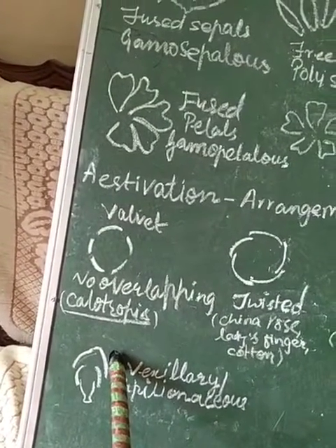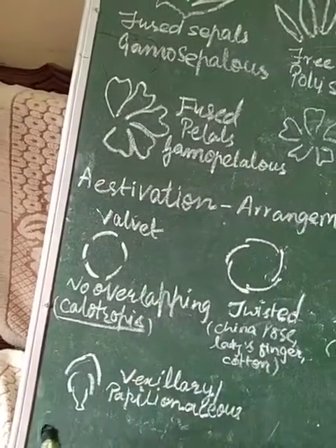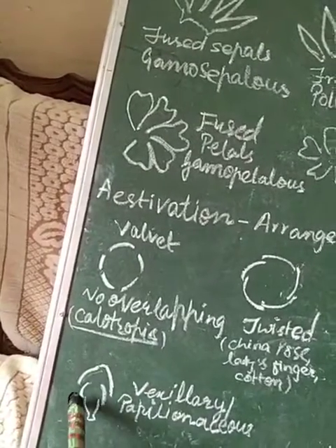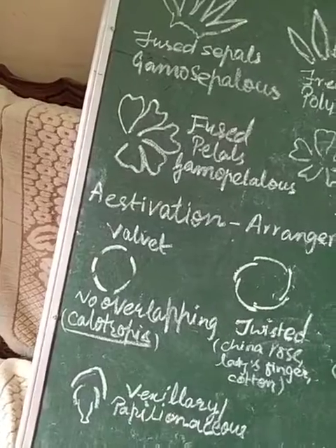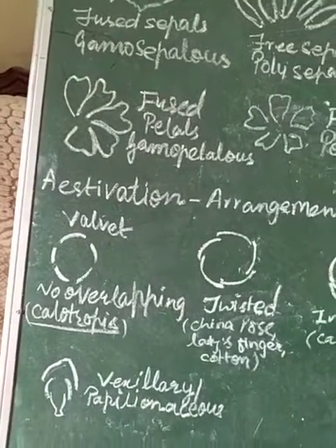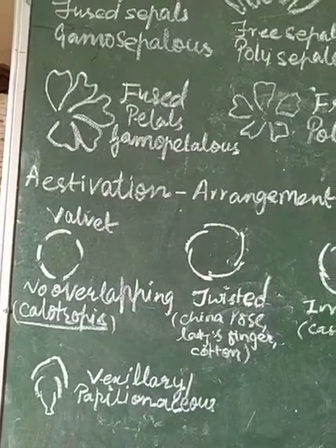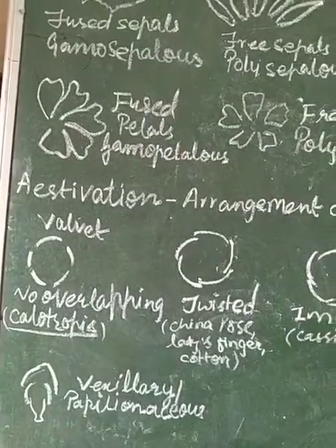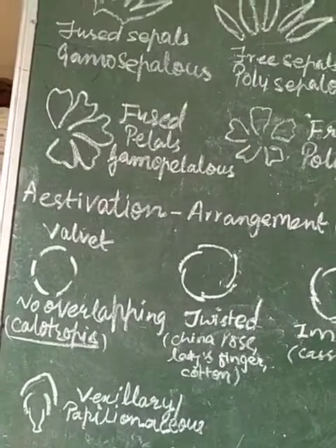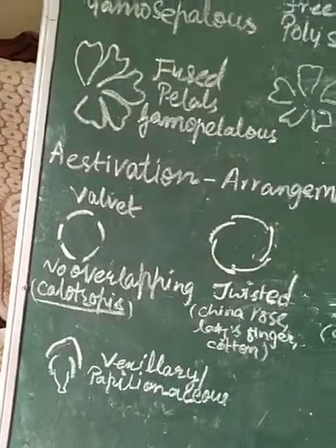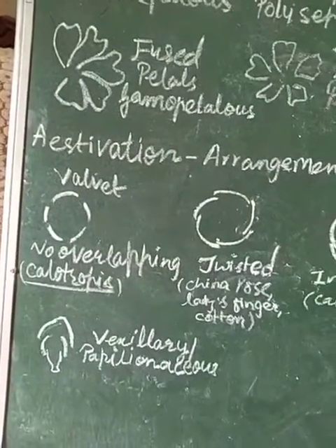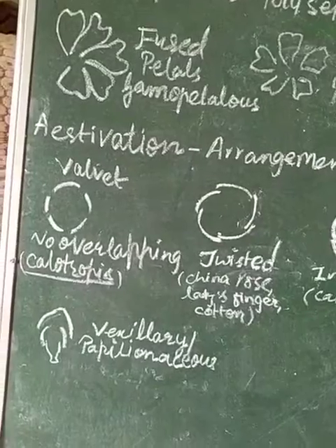Next we have the 2 overlaps, and these are called the wings. And these overlap the other 2 petals, and these are called the keels. This type of estivation is called the vexillary estivation or papilionaceous.